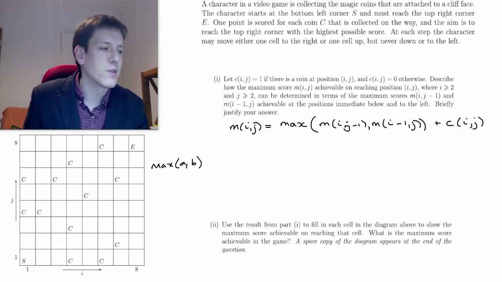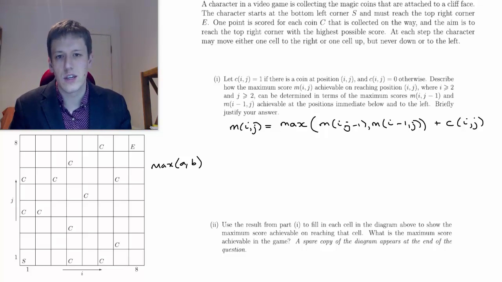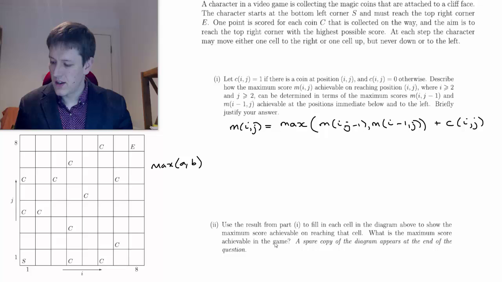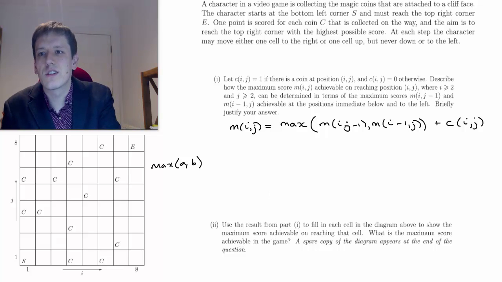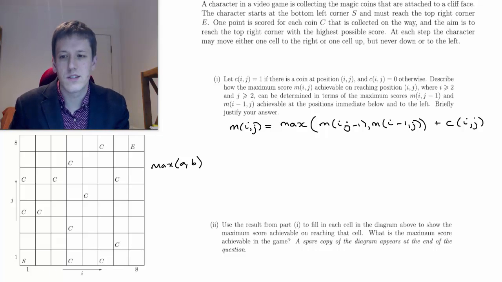You could also write that out in other ways, but I think you want to try and be as efficient with the notation as you can here. Now in part 2, it says use the result from part 1 to fill in each cell of the diagram above to show the maximum score achievable on reaching that cell. What's the maximum score achievable in the game? And there's a spare copy of the diagram at the end of the question, so I can just go to this diagram and start adding in the score.